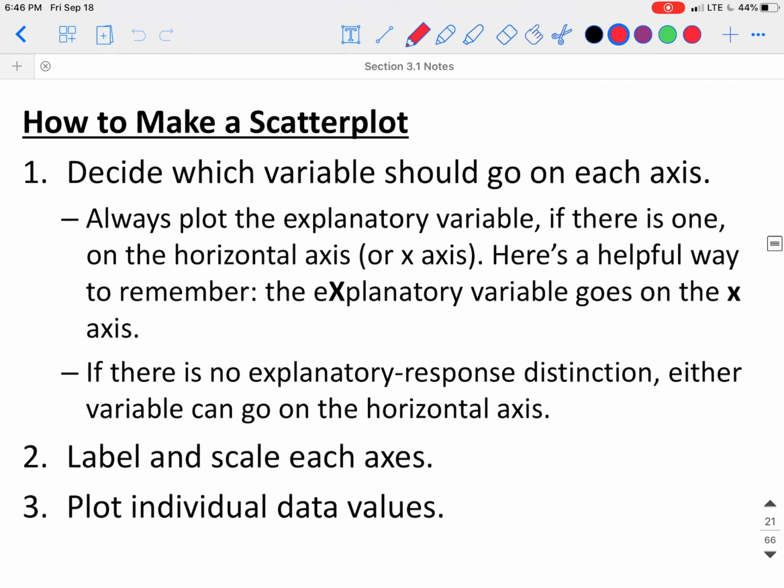So how do you make a scatter plot? First, you need to decide which variable should be on each axis. Always plot the explanatory variable on the horizontal axis, or the x-axis. A helpful hint is explanatory has an x in it, so you put it on the x-axis. If there is no explanatory response distinction, either variable can be put on the horizontal axis. Make sure you label and scale each axis, and then plot individual data values.